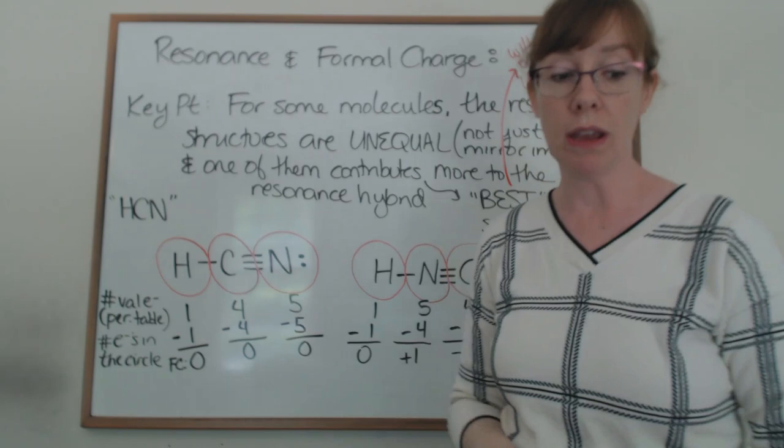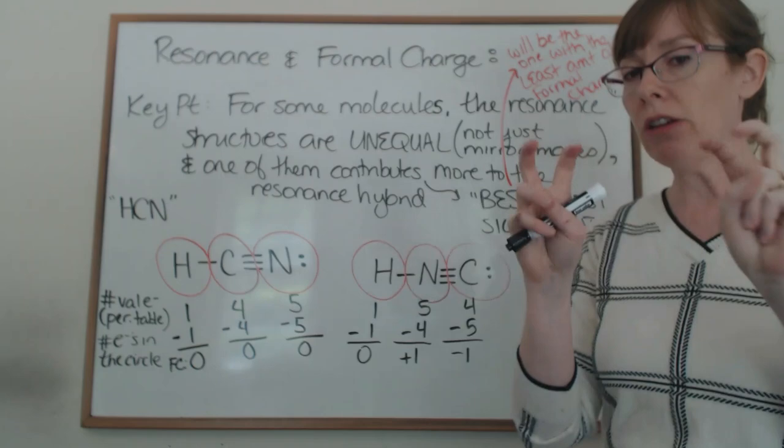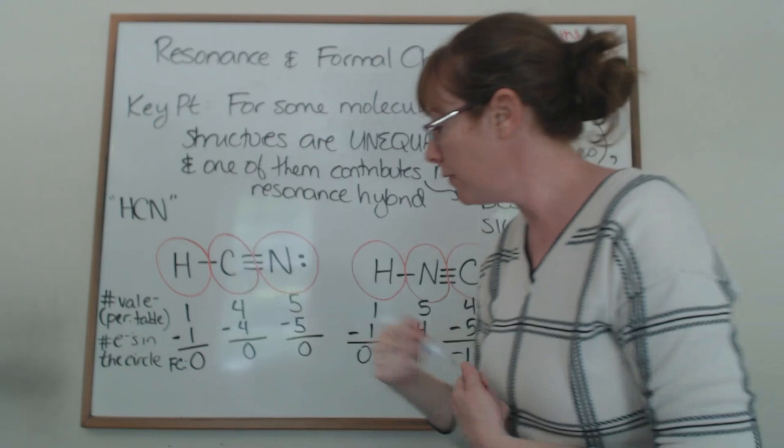If they don't add up to the charge on the molecule, you have an error. But now let's finish our evaluation here. The best Lewis structure, the one that more accurately represents the real molecule that we cannot see, is the one that has the least amount of formal charge, and that is this one. It has the least amount of formal charge. In fact, it has zeros on everybody.